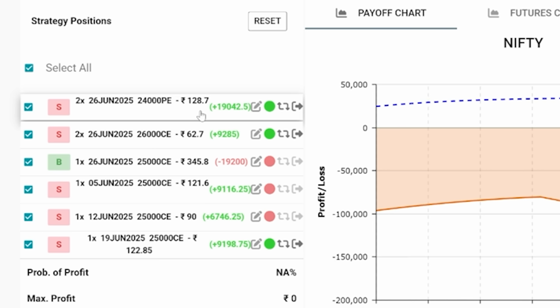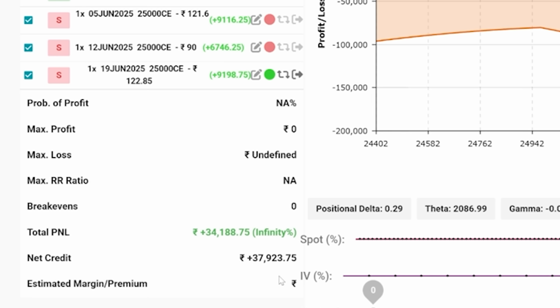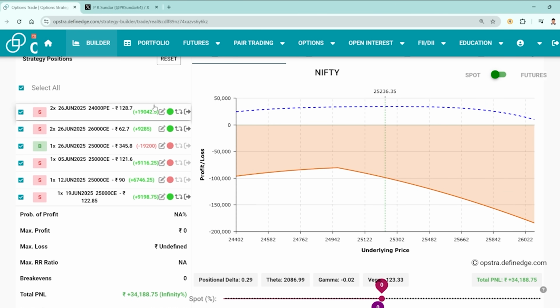But the thing is, if you do only the call calendar, then the margin will be very, very little. But the moment you add one strangle, your margin shoots up. See here, the margin is not reflected here. That's because we closed the position, so expiry is also closed. The margin should be, I think, around 4 lakh rupees. Still, it has given a total profit of about 35,000. So that's about 8-9% return. So this is about last week's strategy.